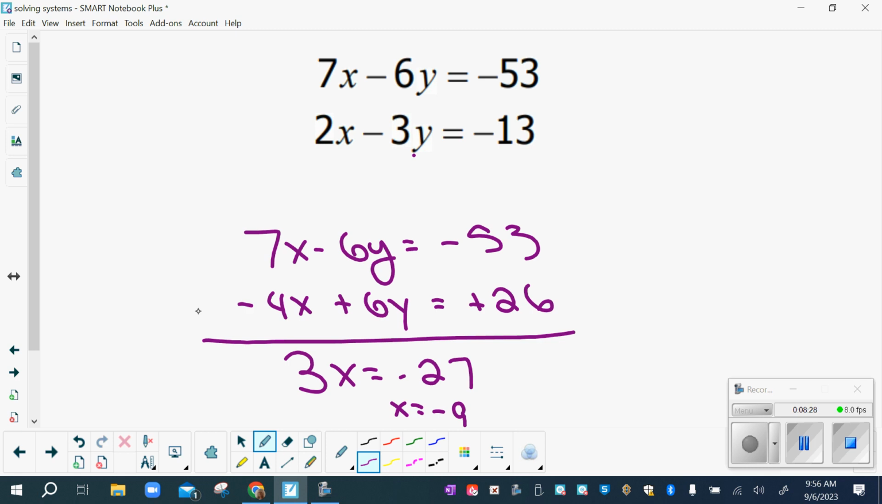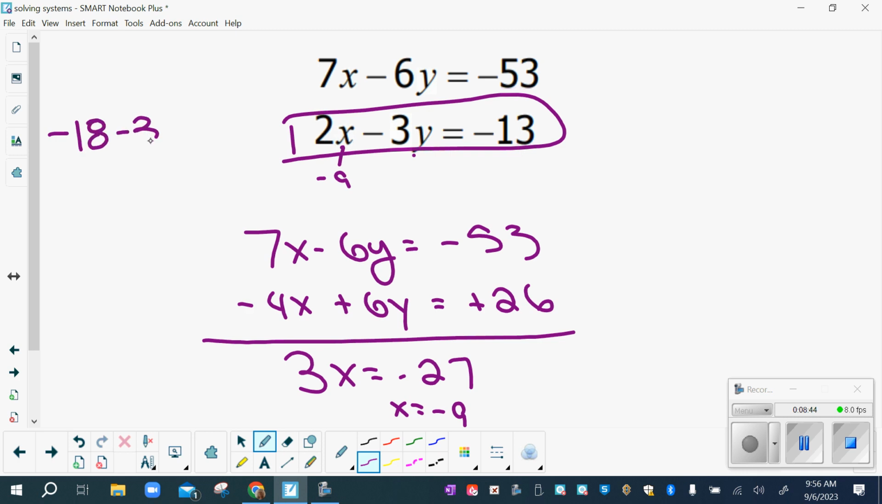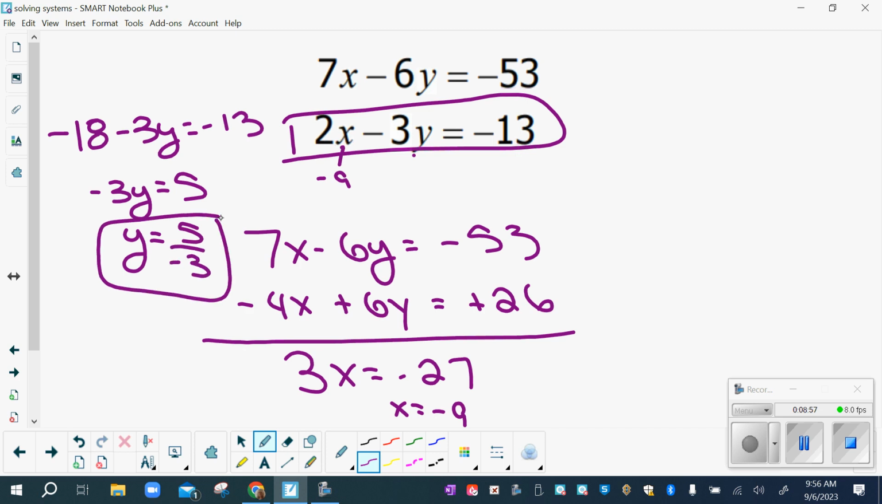You could even try it to check if you want to. Me, I'm going to do this one. You know why? They're little numbers. I'm telling you, I'm a baby. So I'm going to plug that negative 9 in, right here. So I'm going to get negative 18 minus 3y equals negative 13. Move that over. Negative 3y equals 5. Y equals, ooh, a little scary fraction. That doesn't bother us. We're okay with that.